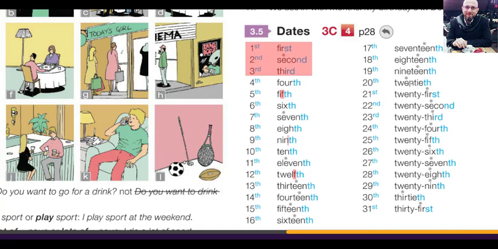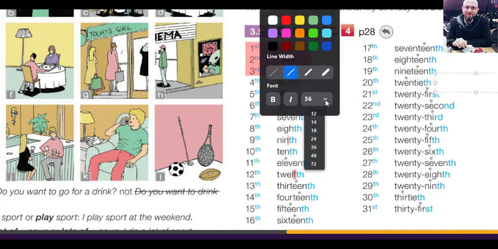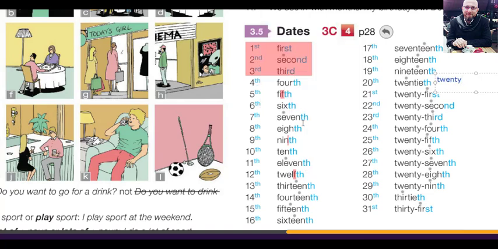17th, 18th, 19th, 20th. So 20, how do we write 20 here? Okay, 20, we have Y, if you notice here. But what we do, we delete Y and add what? Here, I-E-T-H. And we don't say 20th, no, 20th, yes, 20th. And it's the same for here, 30th, yeah, 30th, okay? So we say 20th and 30th.